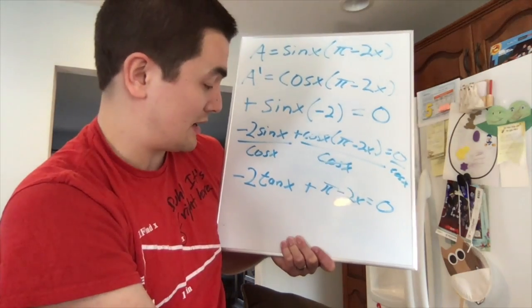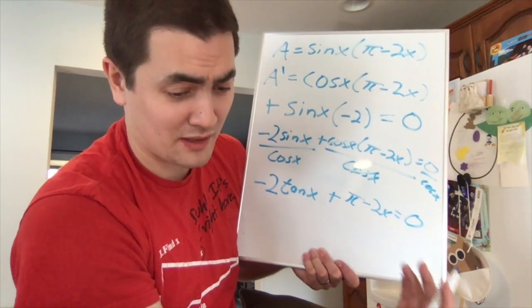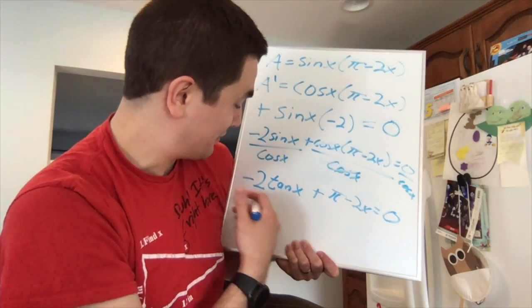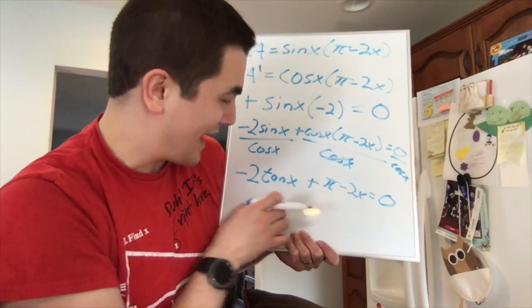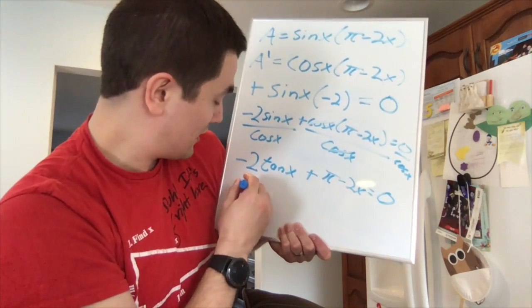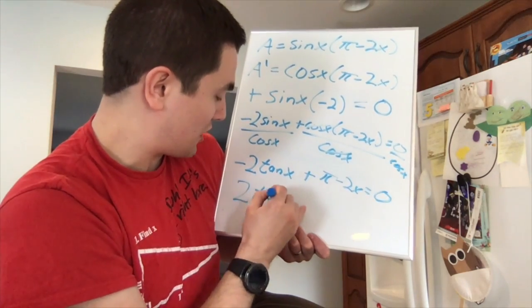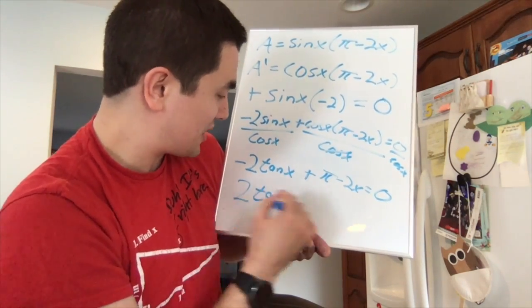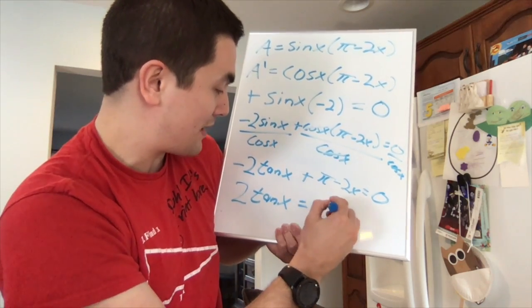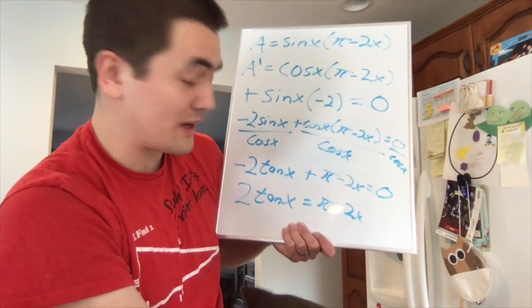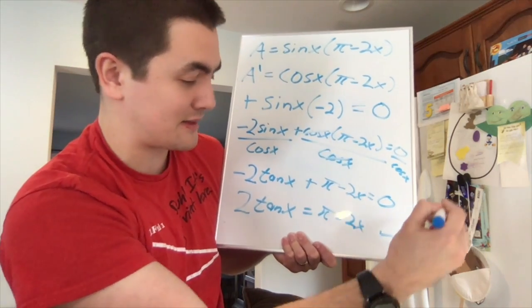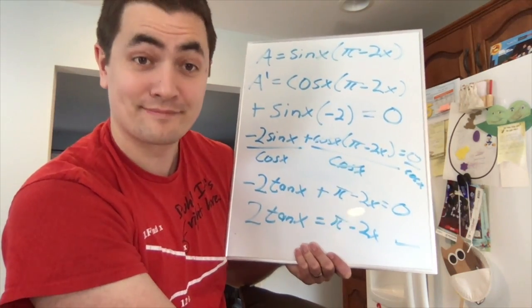Super. Now, in order to actually show that the rectangle has a maximum area, when you have minus 2 tangent of x, I just add it to both sides. So in the end, I actually show that it's true. When 2 tangent of x equals pi minus 2x, we get a maximum area. Nice. Super duper.